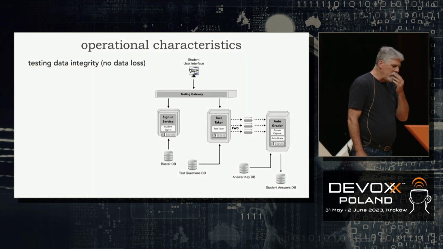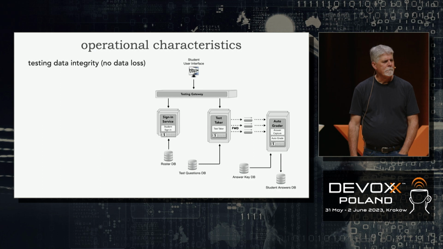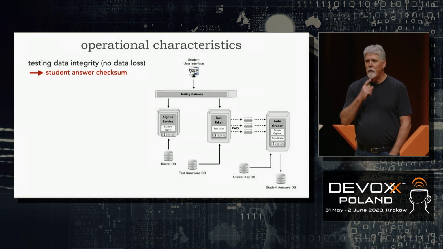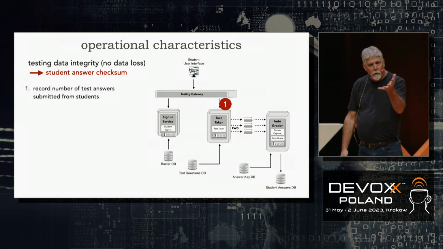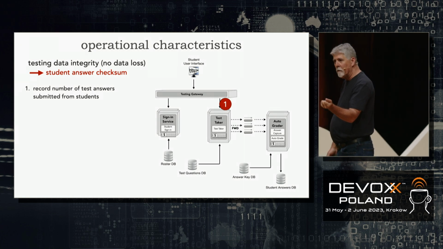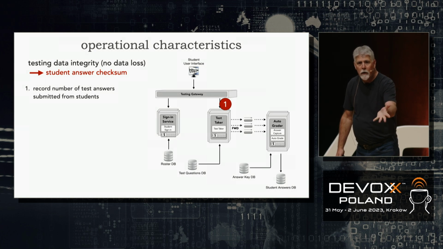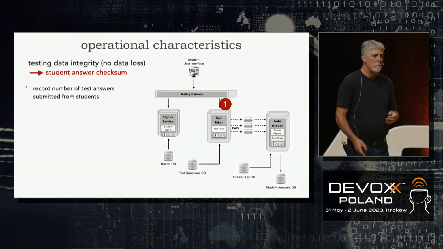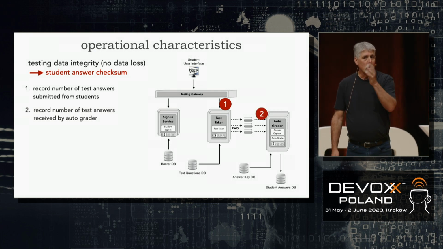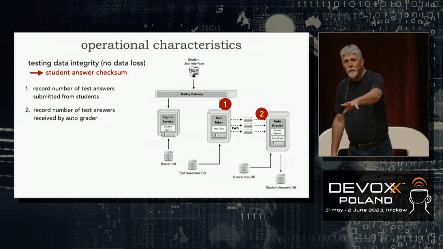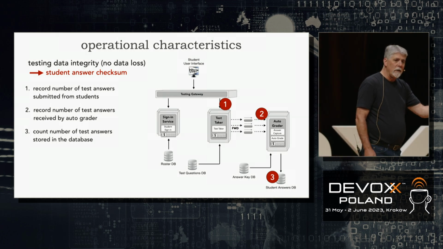So what can we do? Let's write a test for that. Well, any ideas? Let's see. How about a checksum? That would work. So I can actually record the number of student answers that the test taker received. I have that information. I could stream that information as a metric out to Kafka or a queue. Let's see. I can also know how many answers the autograder got, and I can stream that out. I can also query the database. How many answers were there for that testing session?